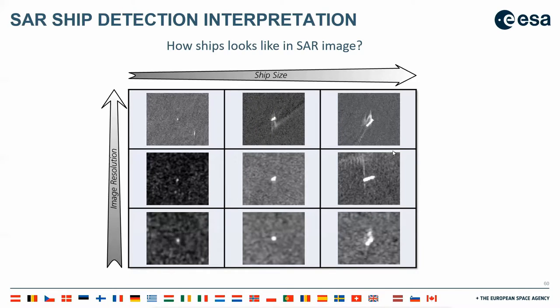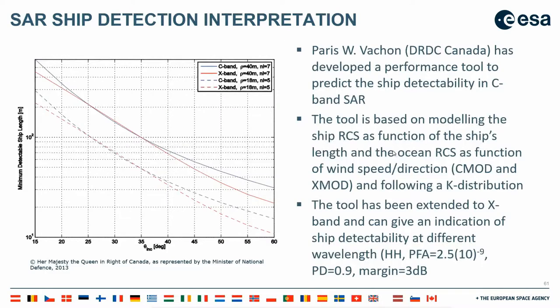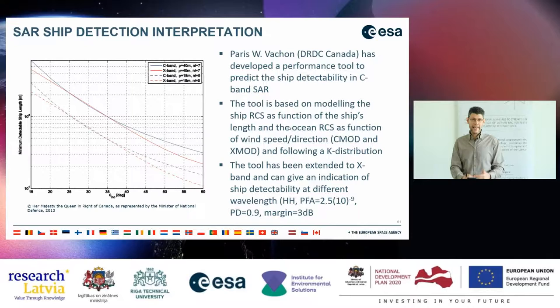And then you see, of course, for small, medium, and large ship, the resolution plays a role, right? So with less resolution, you might end up not detecting the ship. Then the question is, what is the minimum ship length that you can detect, right?